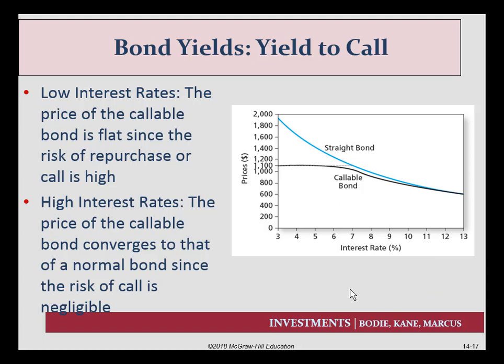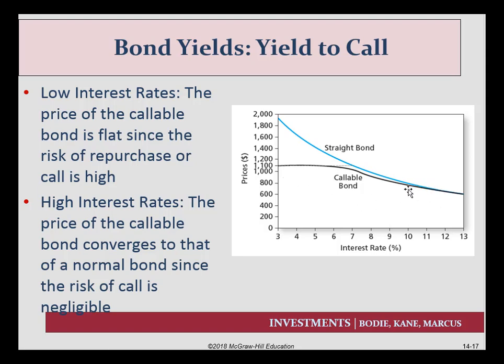So if you look at this picture, at low interest rates, we're going to find that this callable bond is going to flatten out and will never be higher than the call premium, which in this case, if it's a 10% bond, is $1,100. But as interest rates rise, it's just going to act a lot more like a straight bond, a bond that doesn't have this call feature, because the chance of call is relatively low.